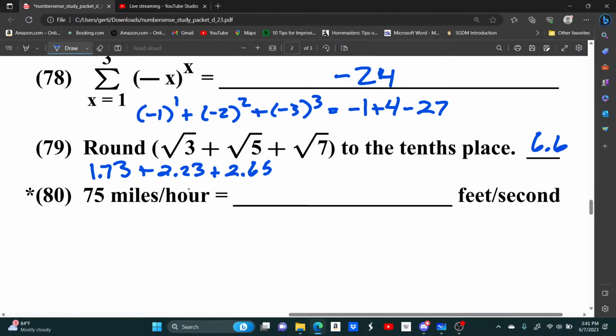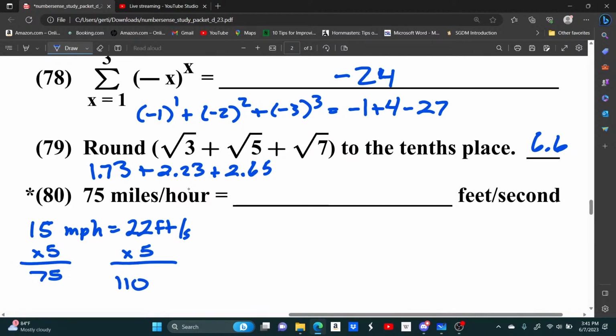Alright, and then our number 80 is actually pretty easy. You just have to use the conversion factor that 15 miles per hour equals 22 feet per second. Okay, so if you have 75 miles per hour, that's 15 times 5. And so to get the feet per second, you just multiply 22 by 5, which is 110.